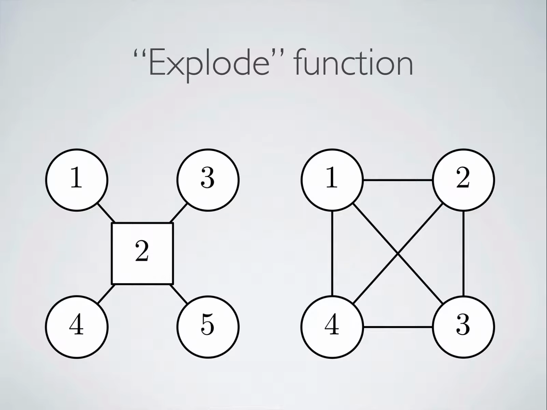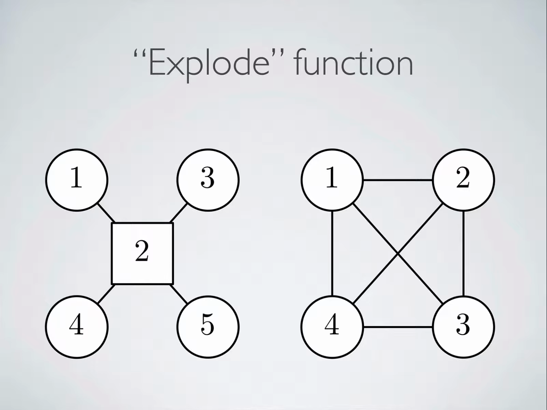The first step is to define some graph operations built with AutoNetKit. The explode function takes a single node and its directly connected neighbors and creates a clique of the neighbors. Here, node 2 is connected to nodes 1, 3, 4, and 5. This function takes a Cartesian product of this node set and generates an edge set of 1 to 2, 1 to 3, 1 to 4, etc. This takes the graph on the left and creates the graph on the right.